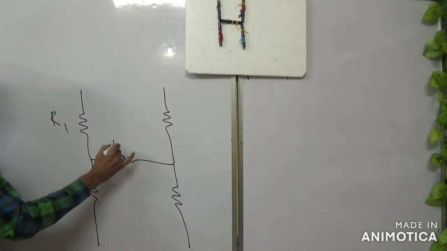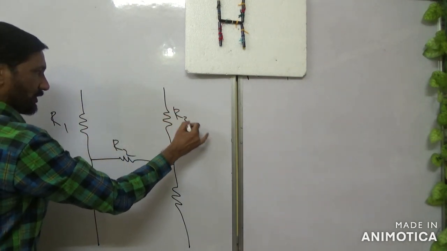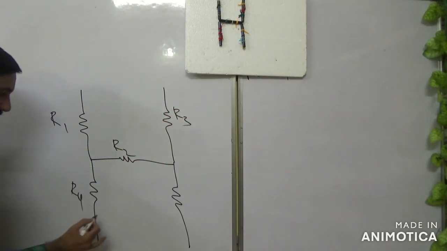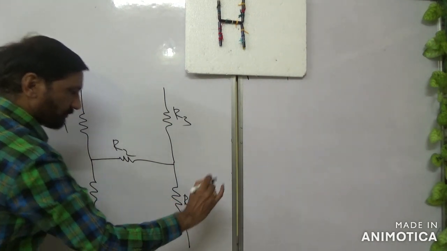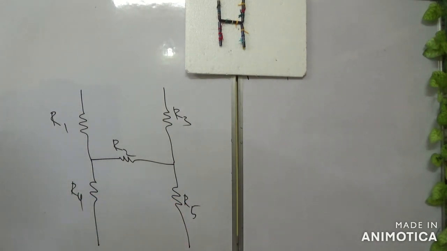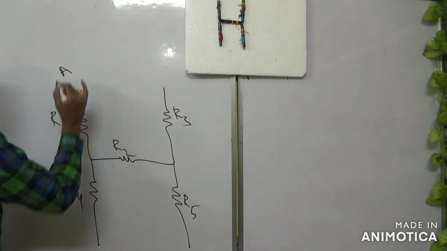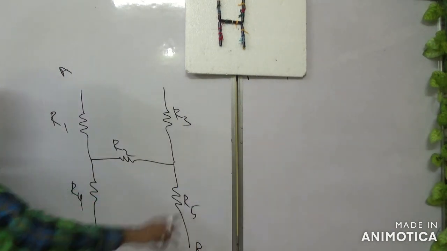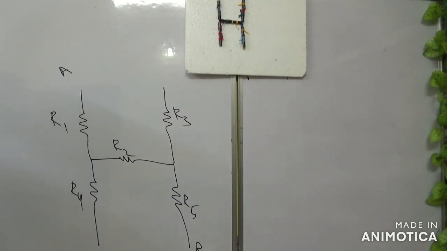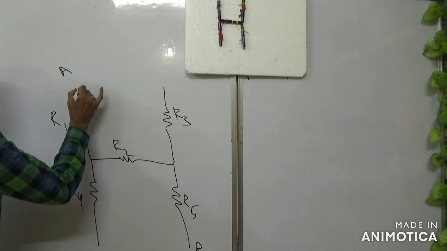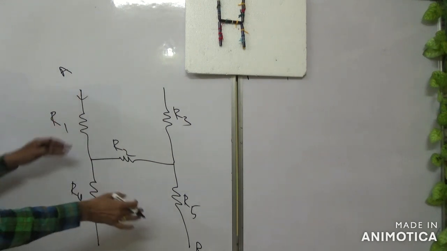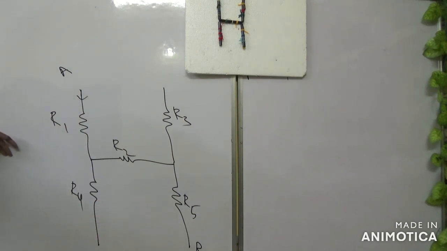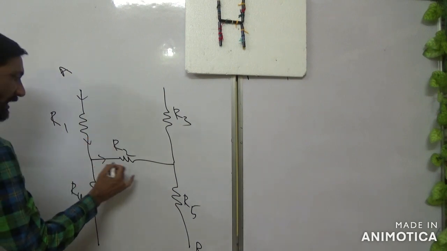Five different resistors are arranged in the form of letter H. You want to find effective resistance between these two ends. Okay, so you know, current starts flowing from this end. When you are given a power supply through a battery, current starts flowing through this path.